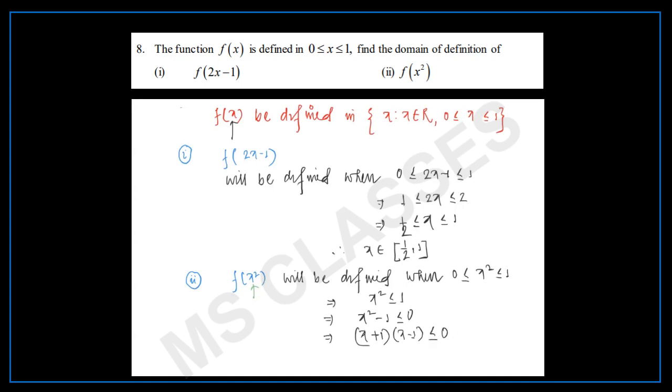Now, we can take a number line here. This is minus infinity, this is plus infinity, −1 and +1. Now we have the sign changes. So here x belongs to what? x belongs to [−1, 1], and that is the required domain of this function.